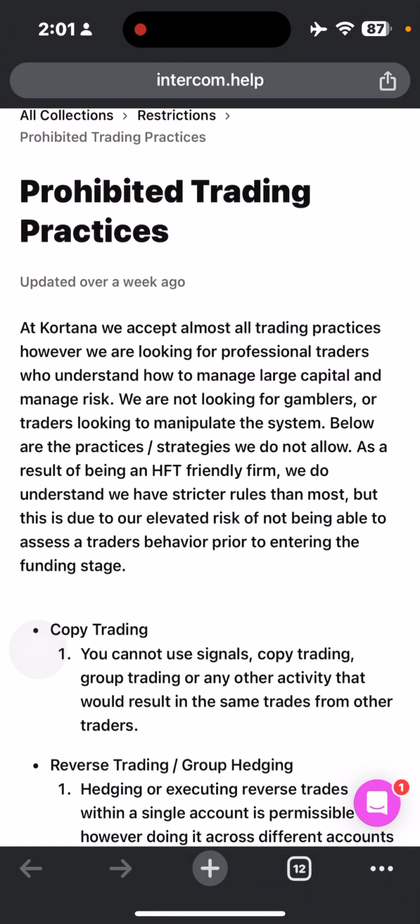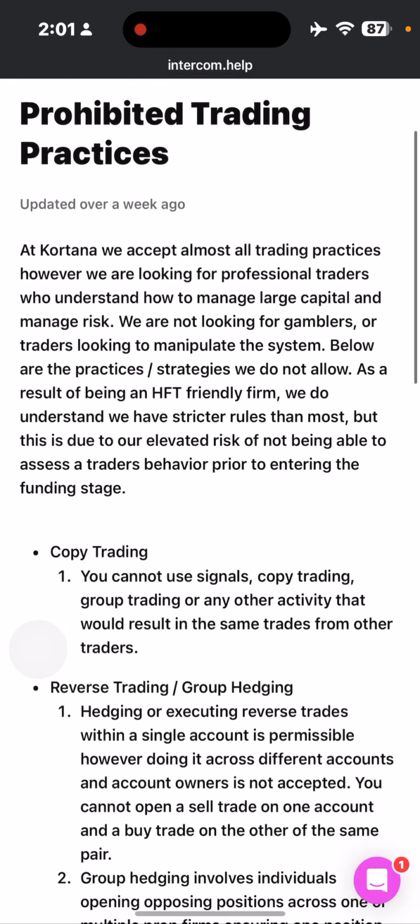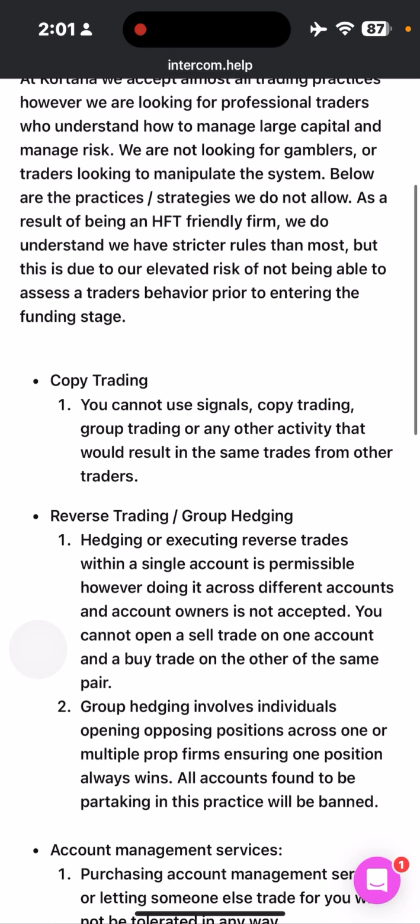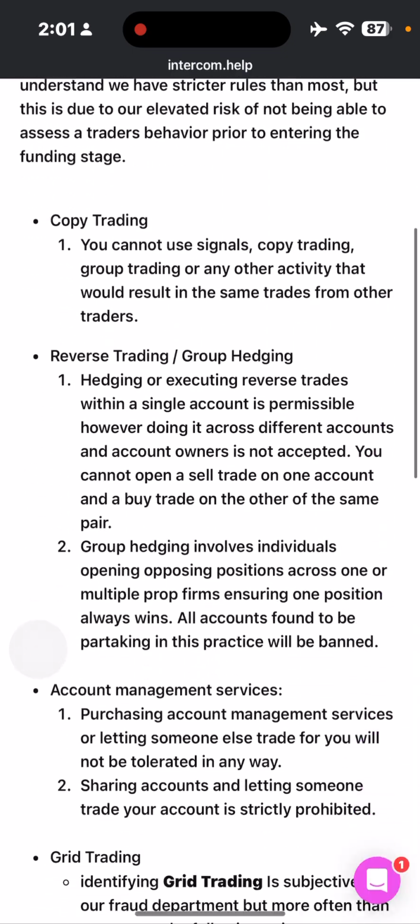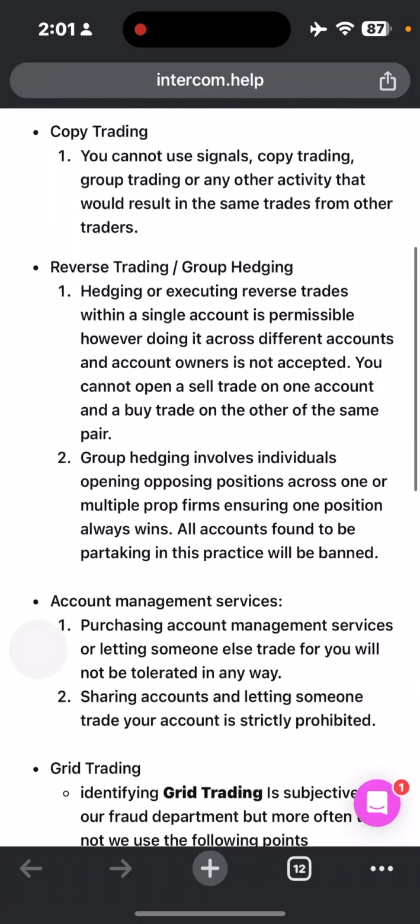Also, there are some trading habits that they prohibit. So you can go to this website and read more about what they accept or don't accept.